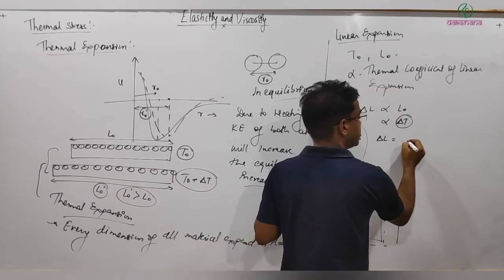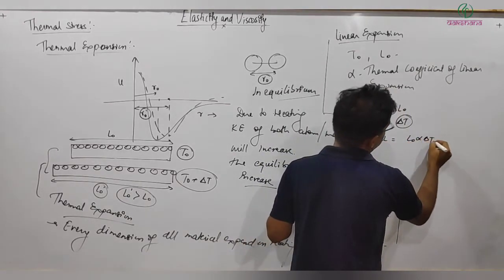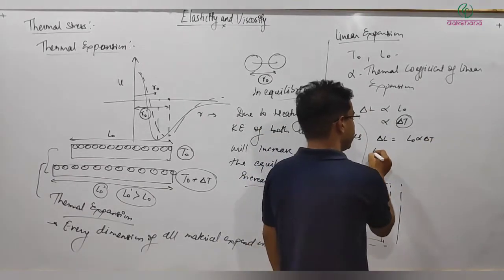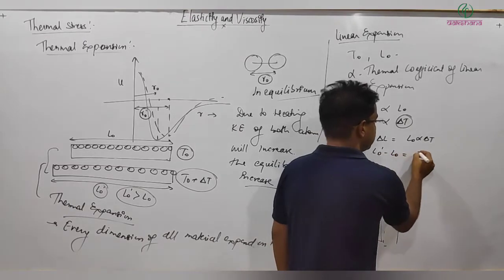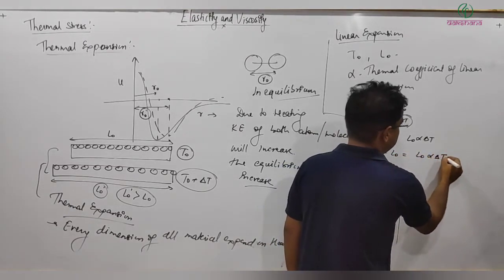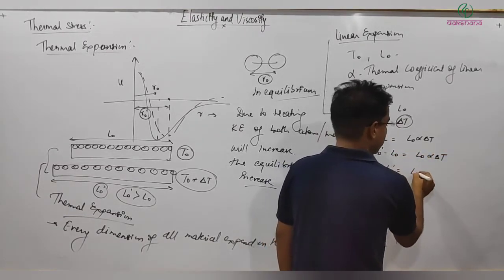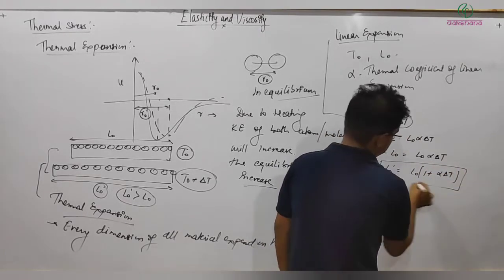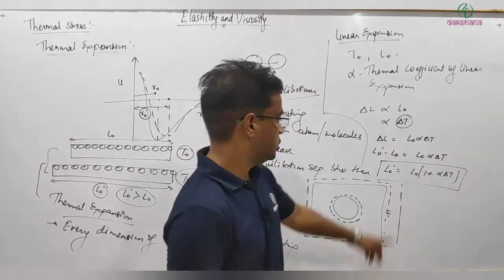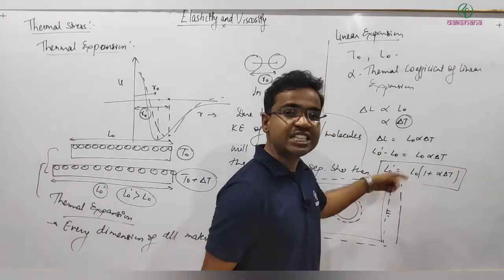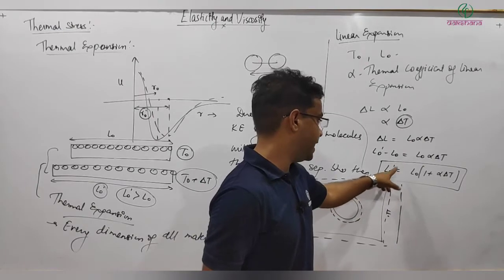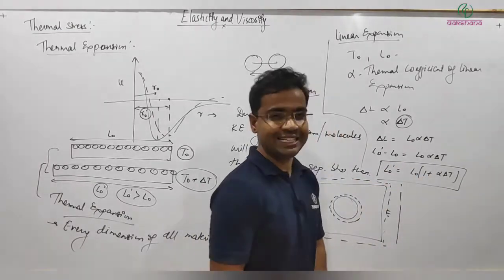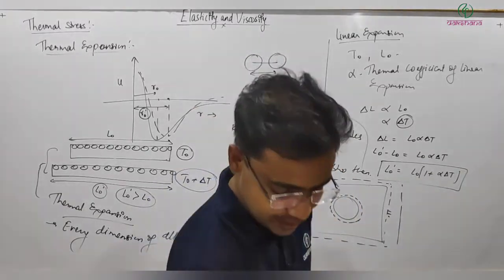So delta L comes out to be L0 alpha delta T, where delta T is the change in temperature. Delta L can be written as L0 prime minus L0, which is equal to L0 alpha delta T. This implies L0 prime is equal to L0 times (1 plus alpha delta T). This is the final length. So on heating, the expanded length will be given by L0 prime equals L0, the initial length, times (1 plus alpha delta T). Now remember one thing here.